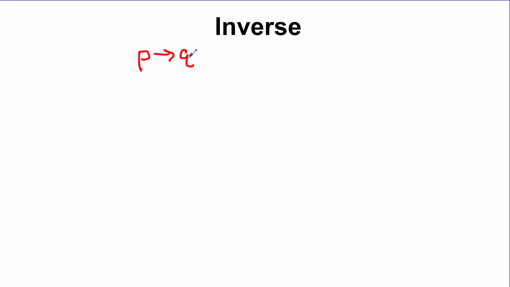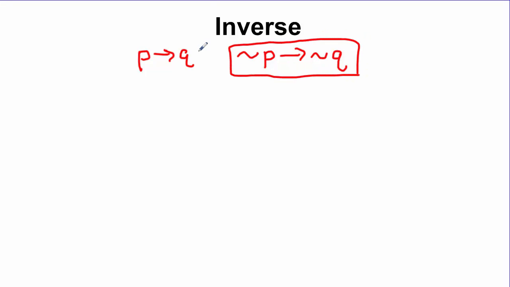The inverse of this would be to do the negation of the hypothesis, and you're going to do the negation of the conclusion. So we use this symbol to say we're doing the negation. So we're doing negation of P, the negation of the hypothesis, and we're going to do the negation of the conclusion. So this is the form for the inverse here. This is what the inverse will look like, this type of format.